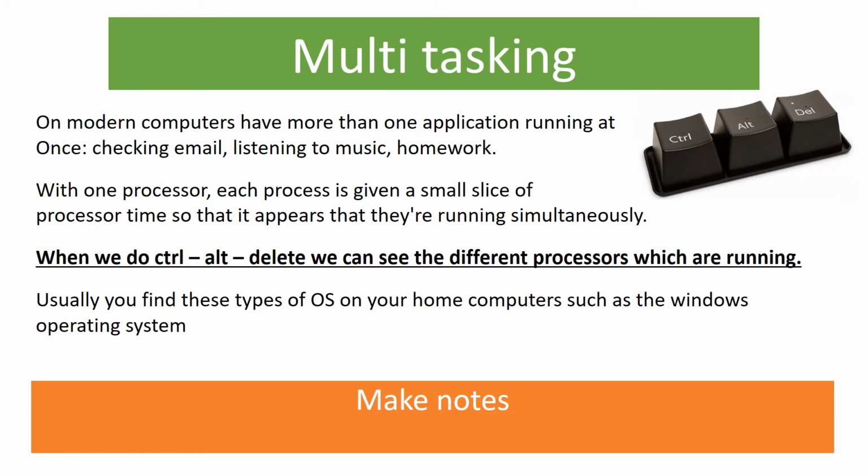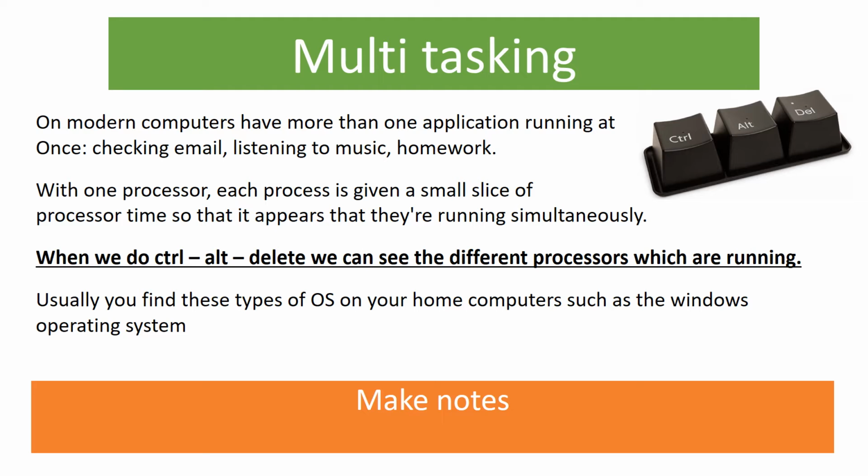First of all, we're looking at multitasking. On modern computers, we know that we can have more than one application running at a time, such as listening to music, with a Word document open doing your homework, and emails in the corner. When we have one processor, each process is given a small slice of time, so it appears that they're running simultaneously. Remember, we looked at scheduling last week, and this showed us how we could split up the processing time evenly between different processes.